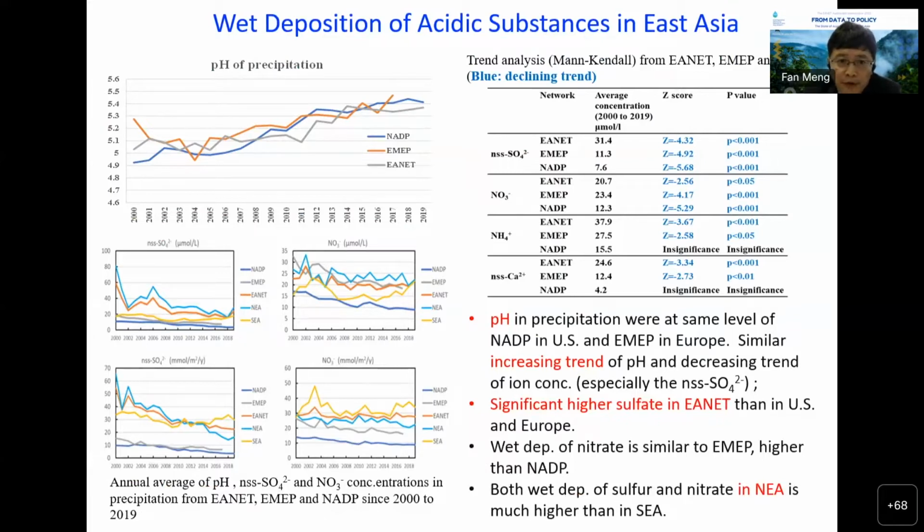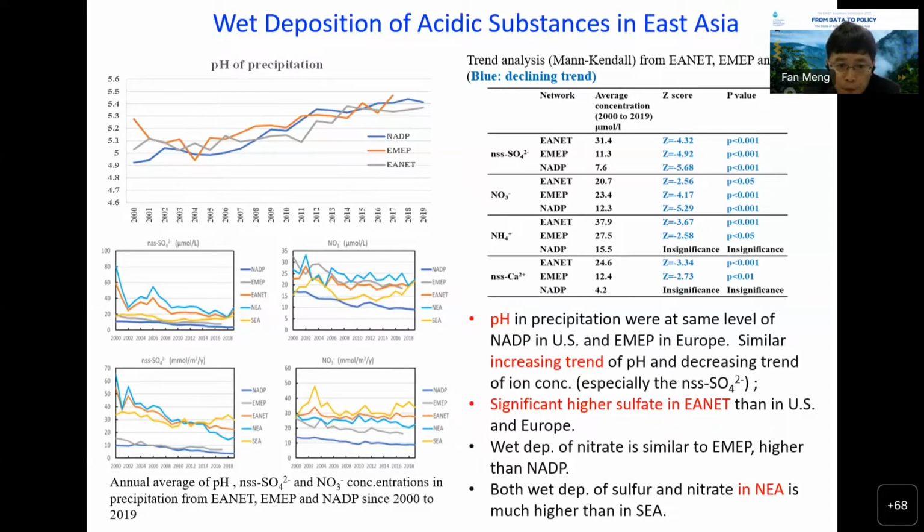First of all is acid deposition, wet deposition. When we talk about wet deposition or acid rain, we are talking about the pH value in the rainwater or snow. The upper left chart shows the EANET pH value, and also NADP, which is a US acid deposition network, and EMEP, which is a European network. You can see a very similar trend. The pH value decreased before 2003-4, and since then, the pH value has kept increasing, meaning less acid.